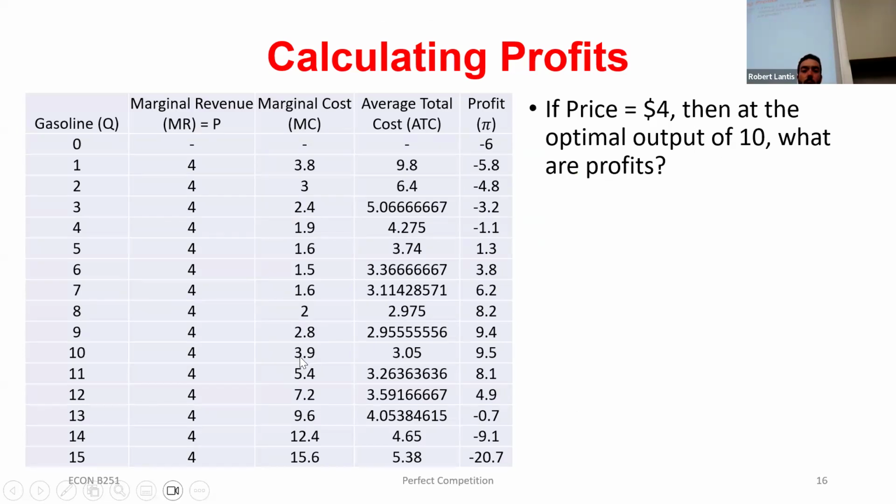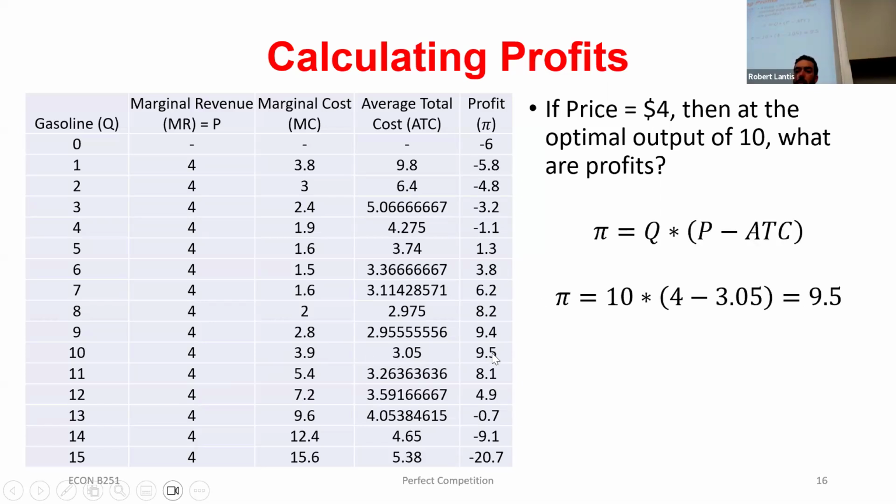What are my total profits? Well, my price that I'm selling the good for is $4. If I were to calculate my average total cost of that quantity, it's $3.05. So my per unit profits, the difference between the price and the average total cost, would be 95 cents a unit. I'm selling 10 units, so my total profits would be 95 cents times 10.